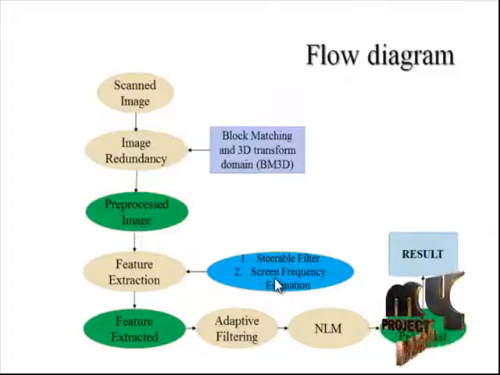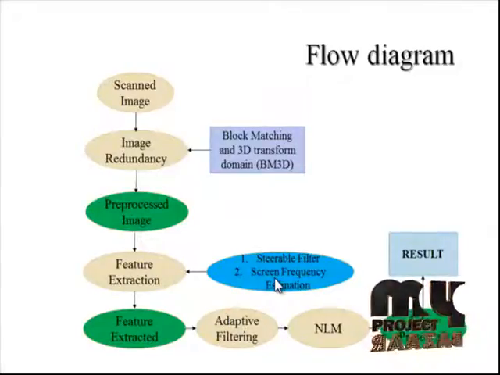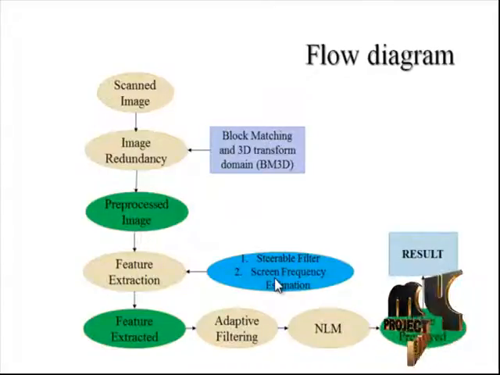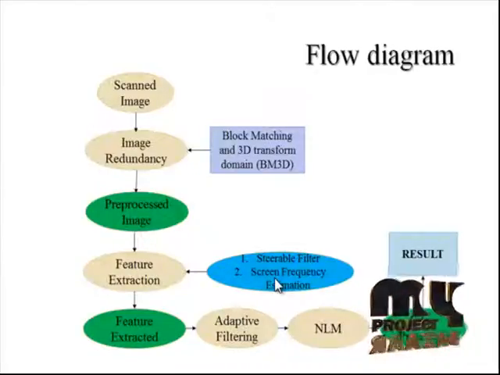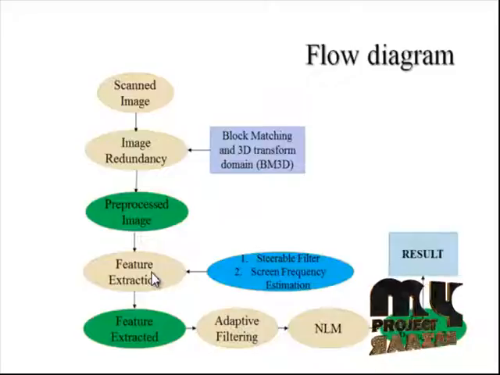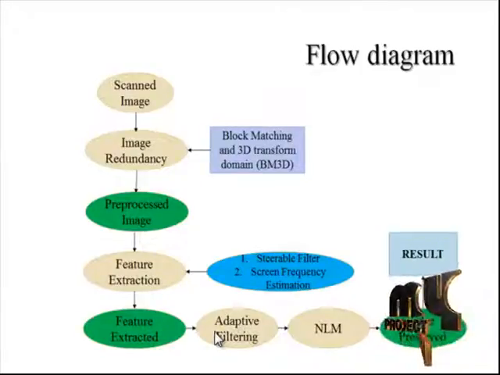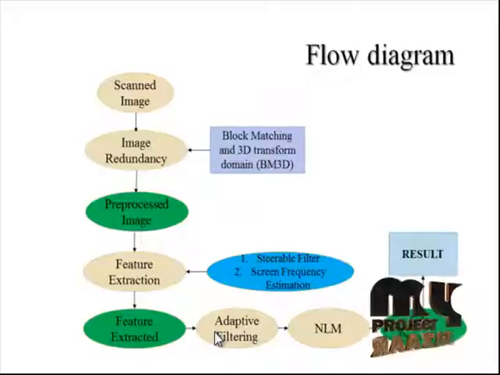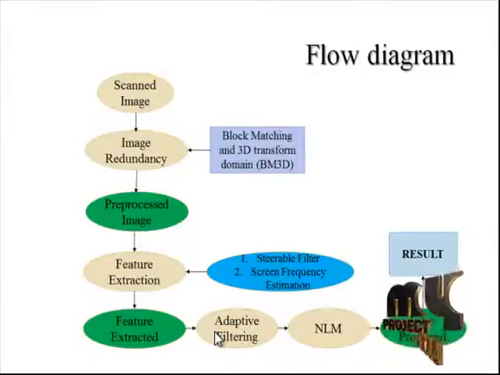The oriented first order derivative can be obtained by taking the dot product of a unit vector oriented in a specific direction with a gradient. Next, the screen frequency is estimated. Next, the features are extracted, which are given to the adaptive filtering method, where the adaptive filter filters the image based on the feature values.